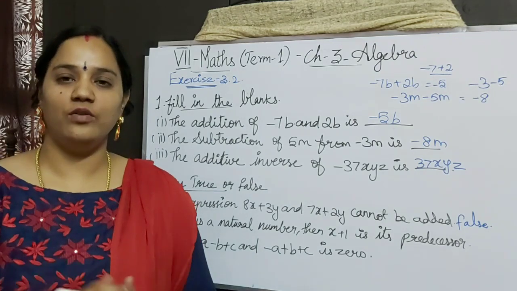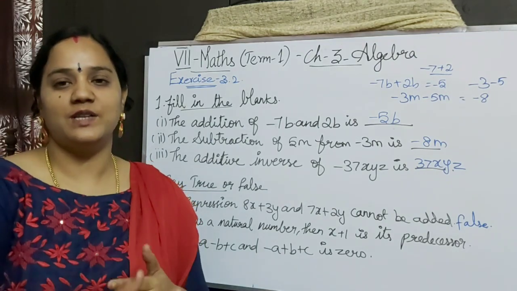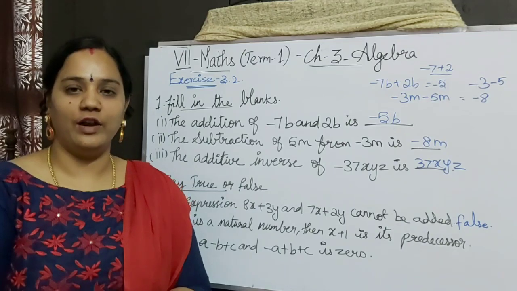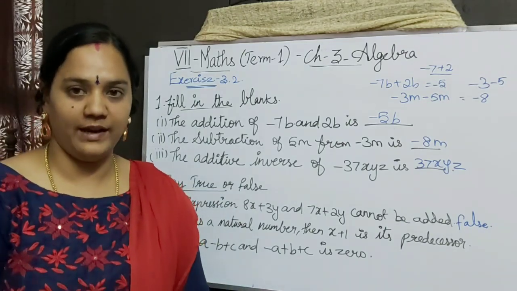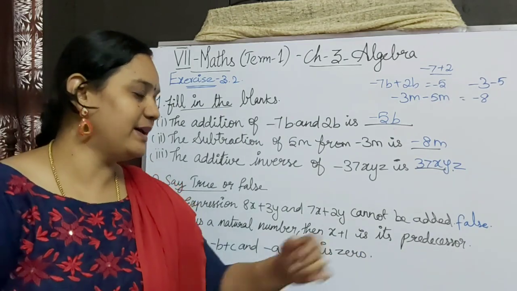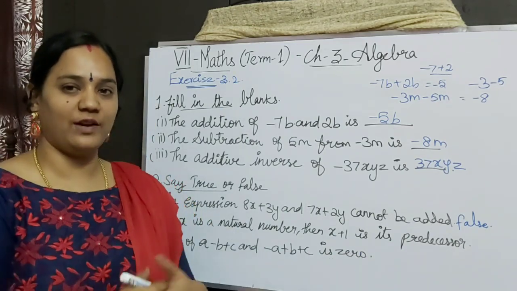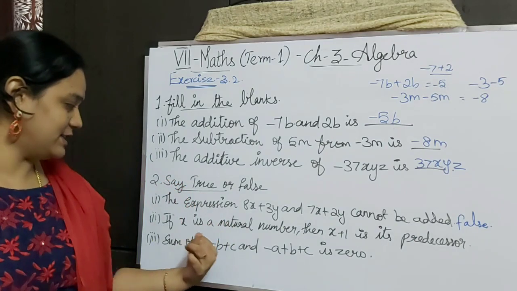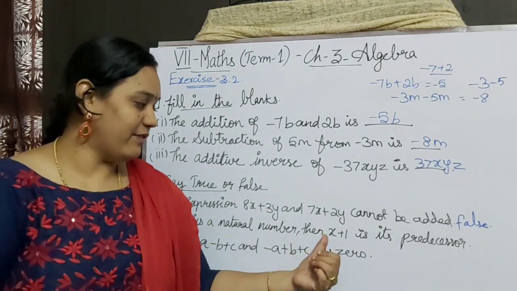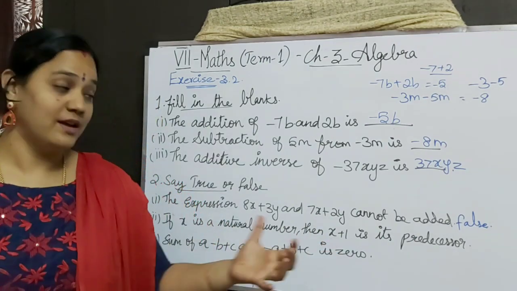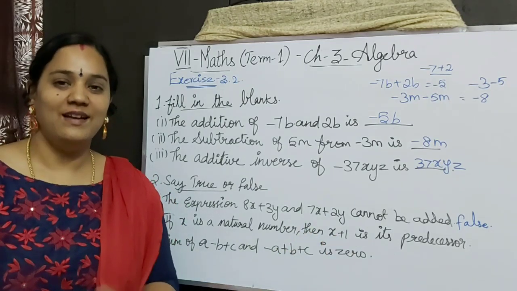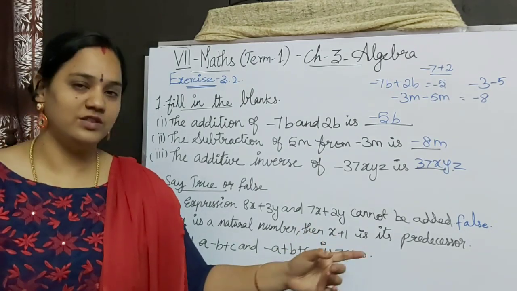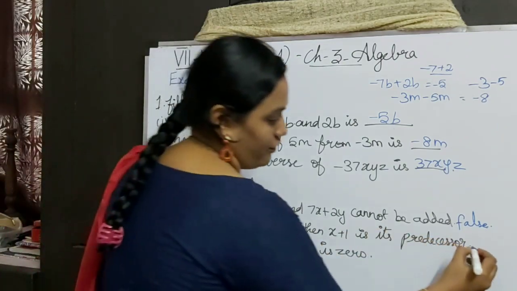Usually you will do problems by subtracting 1 from the given number to find the predecessor and adding 1 to find the successor. Am I correct? So now we want the predecessor. Predecessor means we have to subtract 1 from the given number. So x is the given natural number, but they have given x plus 1 as its predecessor. Whether it is a predecessor or successor, x plus 1 is the successor of x. So it is wrong. So my answer is false.